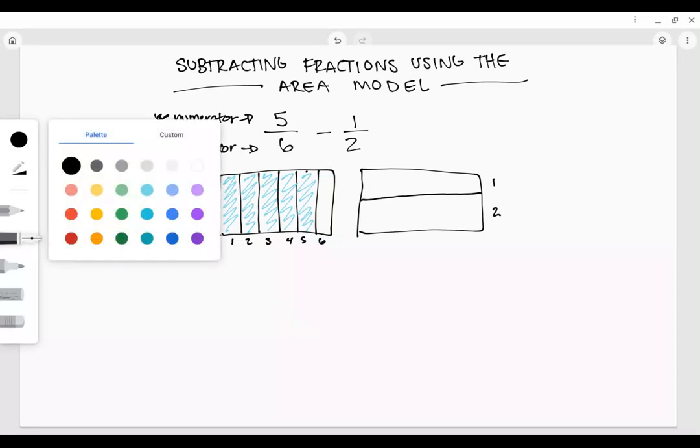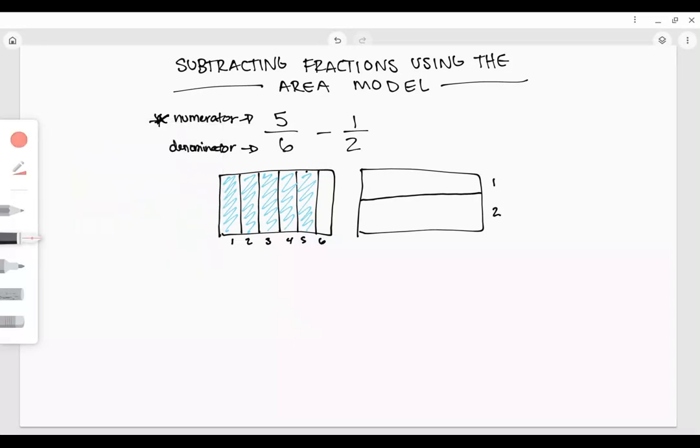So now I'm going to use a different color again to shade in our numerator. So our numerator is 1, which means we need to shade in 1 out of the 2 pieces that we have. So I'm going to shade in 1 out of the 2 pieces. And so those are our fractions in our rectangles.